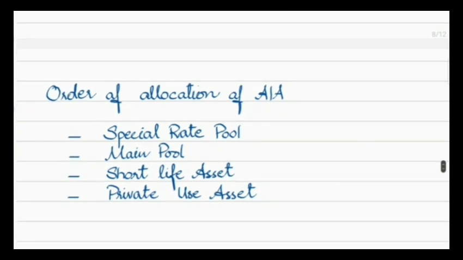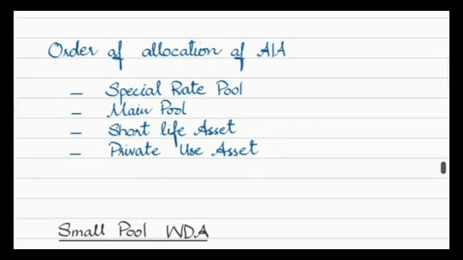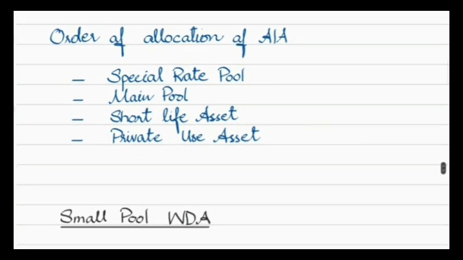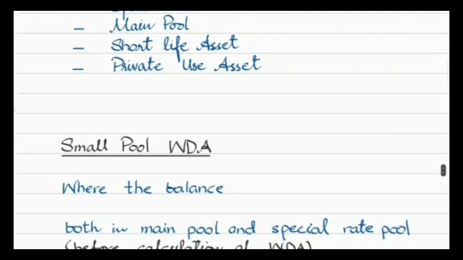Now remember, a very important thing is the order of allocation of annual investment allowance. If you have special rate pool as well as main pool, then you have to allocate annual investment allowance first to special rate pool and then to main pool. And if you have more than that, means you have special rate pool, main pool, short life asset and private use asset as well, in that case the order of allocation of AIA would be first to special rate pool, then to main pool, third short life assets, and the fourth one is the private use asset.